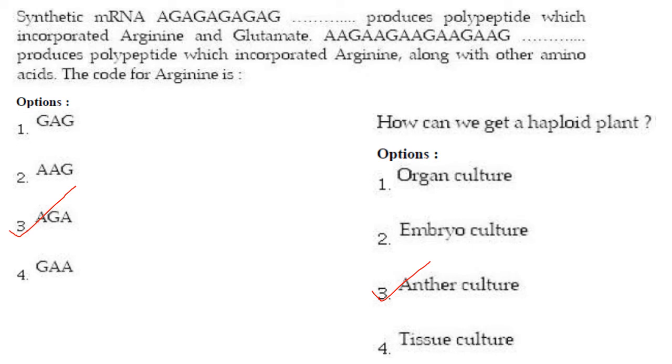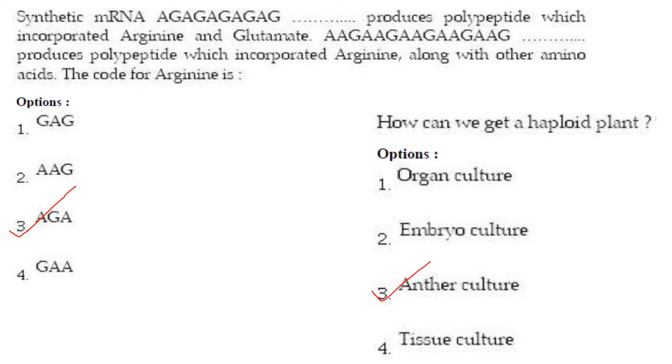Synthetic mRNA AGA, GAG, AGAG produces polypeptide which incorporated arginine and glutamate. AAG, AAG, AAG, AAG, AAG produces polypeptide which incorporated arginine along with other amino acid. The code for arginine is option 1, GAG, 2, AAG, 3, AGA, 4, GAA. Answer is option 3.